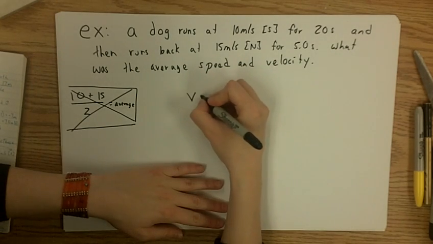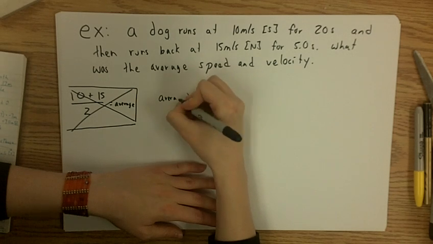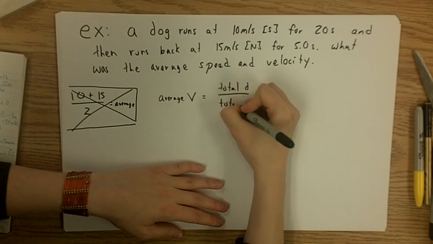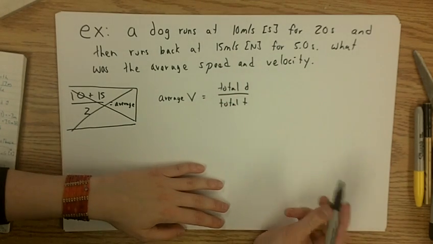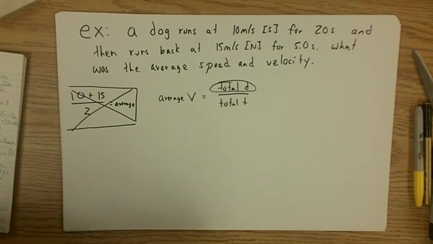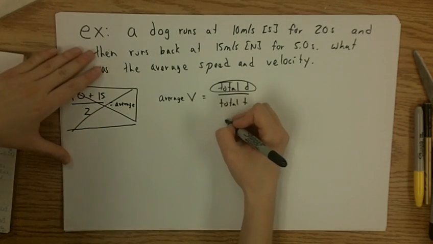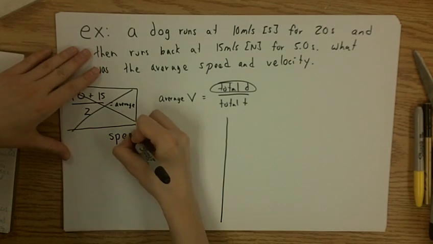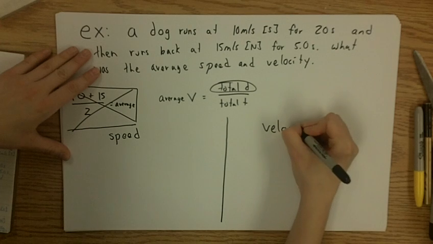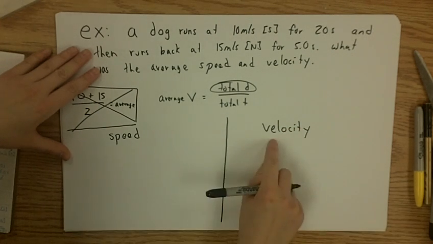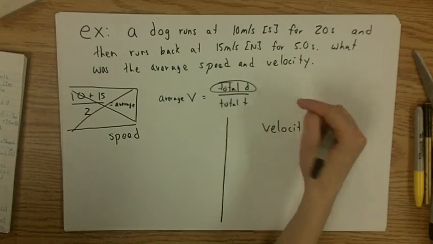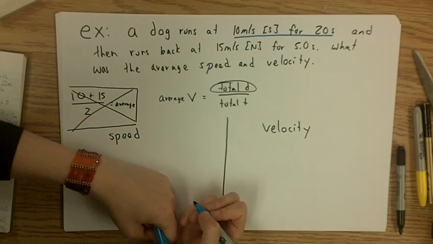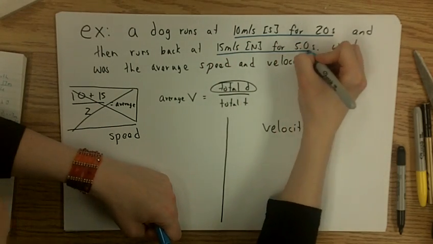So here's how we actually do it. We use the fact that the average v is equal to the total d over the total t. What we actually have to calculate to find the average v is the total distance and displacement. So again, dividing my page into two sides, I'm going to find the speed on one side and the velocity on the other. Before I do that, I need to actually find the d's that it traveled. In other words, I want to find how far did it travel in this 20 seconds and how far did it travel in this 5.